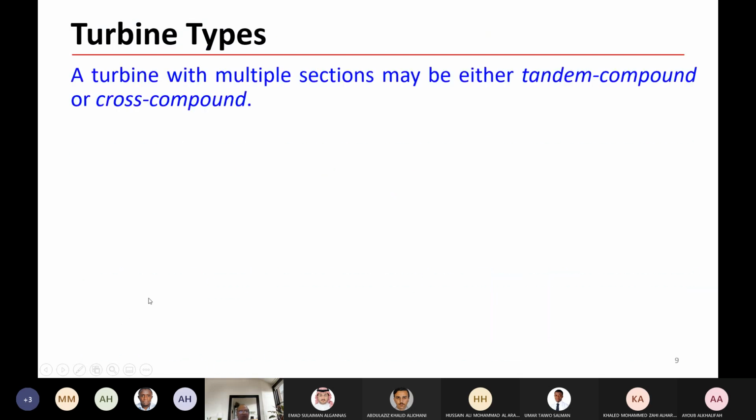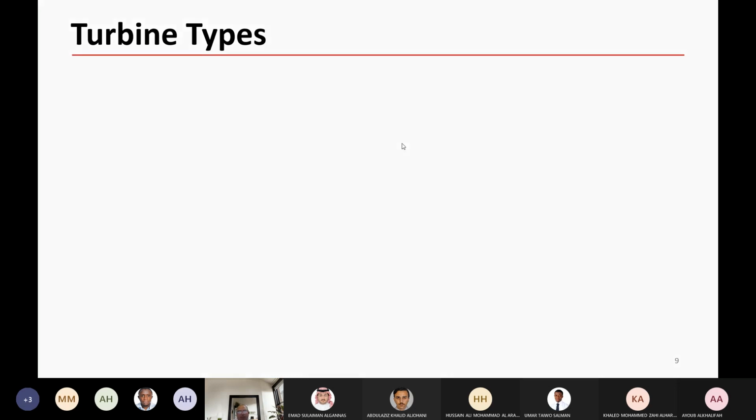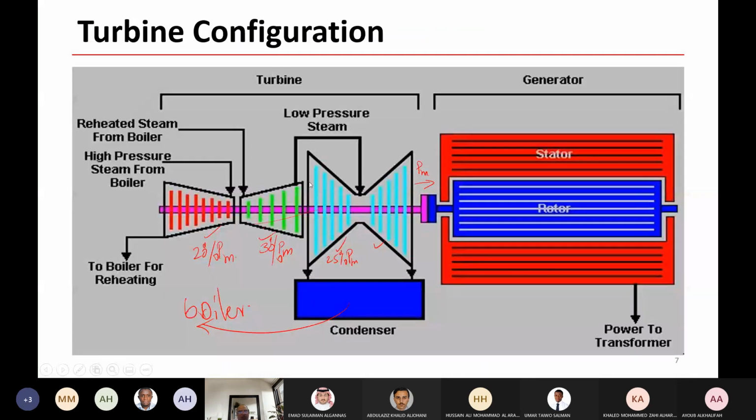We have two types of turbine. We have what we call tandem compound, or series compound, similar to what we have discussed now. We also have another type, which is cross compound. In this cross compound, you have two shafts, whereas in tandem compound we have only one shaft for the power plant. Sometimes we have two shafts in the mechanical area.